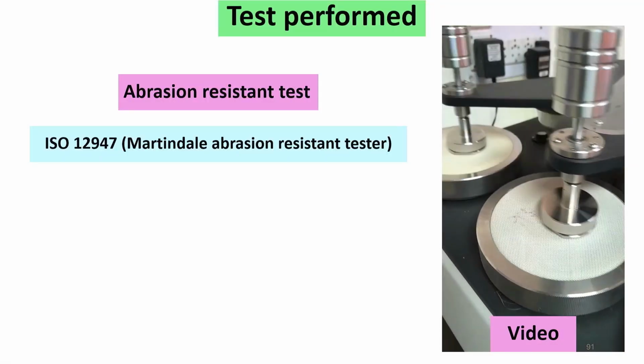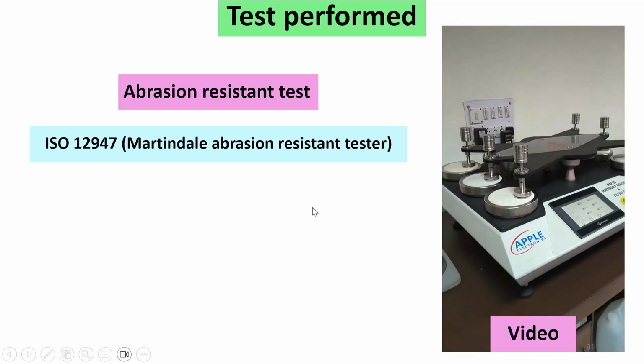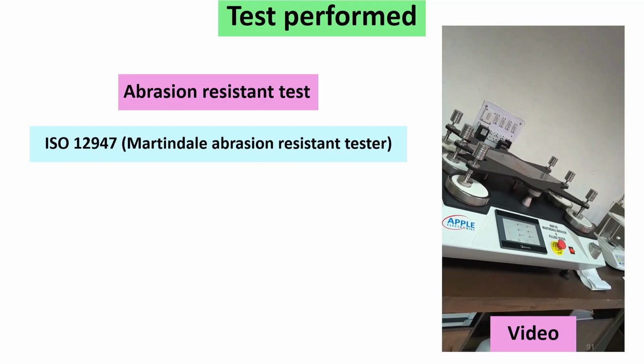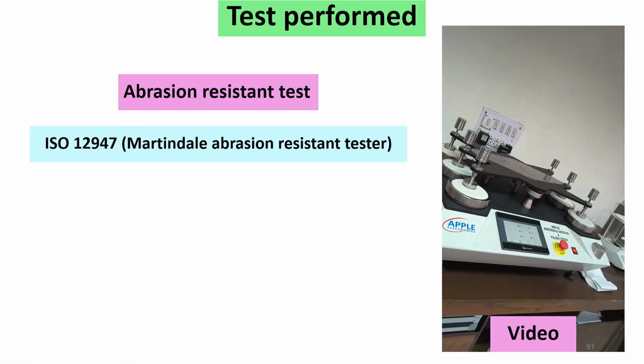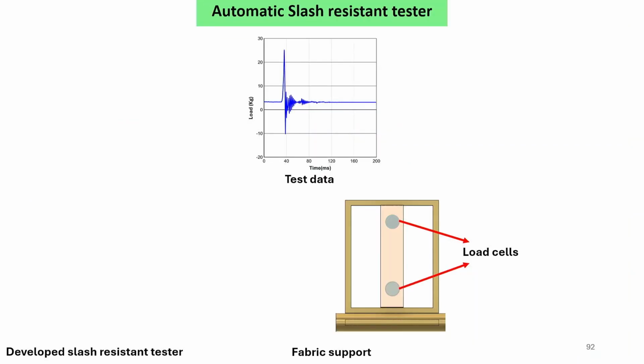Now, here you can see the abraded surface that actually gets worn out. Weight variation was observed after 1000, 2500, 5000 and 10,000 cycles. So, automatic slash testing.